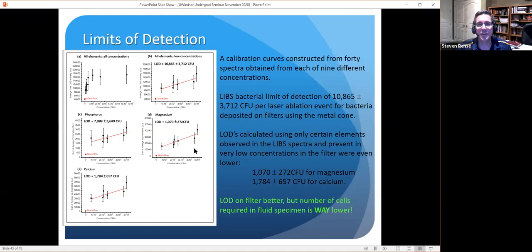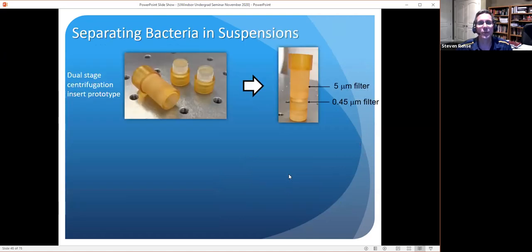When we did this, the limits of detection are pretty good. For all elements, it's about 10,000 cells, but if you just look at the calcium and magnesium, it only takes about 1,000 or 1,700 cells to actually see that. So this actually is working much, much better. So the limits of detection are better, but the number of cells required to get this is way, way lower because we're concentrating them all in one middle spot. Beautiful, works beautiful.